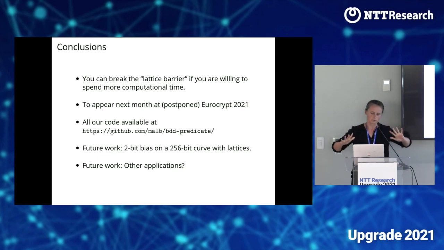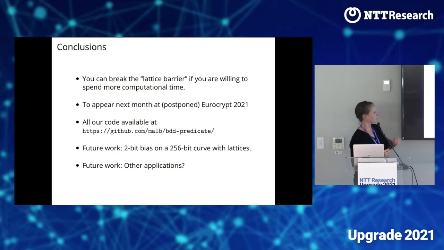This paper will appear next month at the postponed Eurocrypt this year. All of our code is available here, so if you ever need to do a side channel attack with ECDSA, we have you covered. And in fact, it has just been extended to include least significant bits and non-zero most significant bits. So more pull requests are accepted.